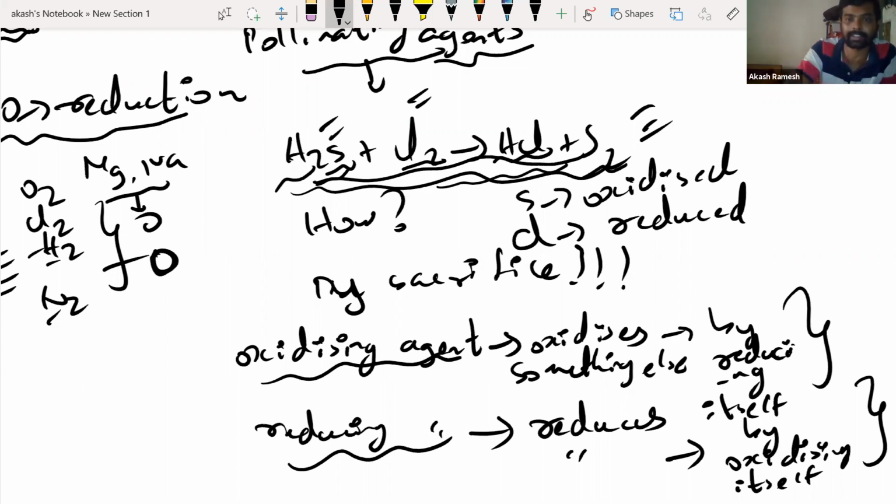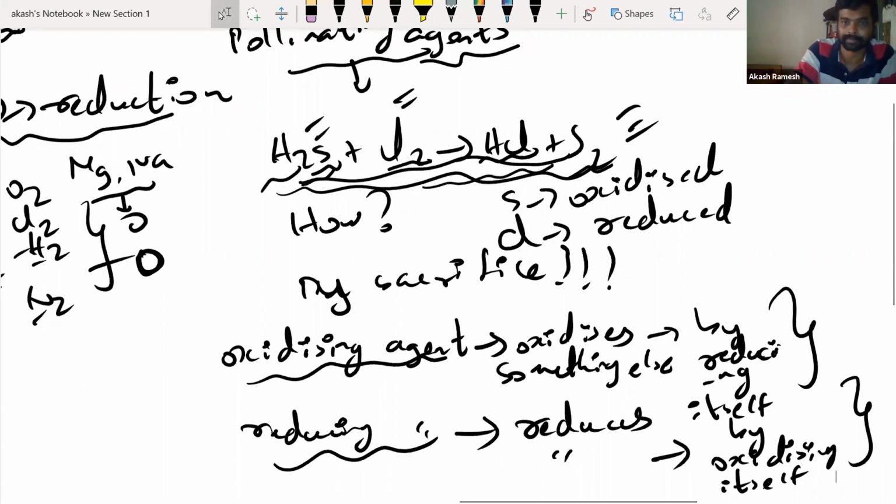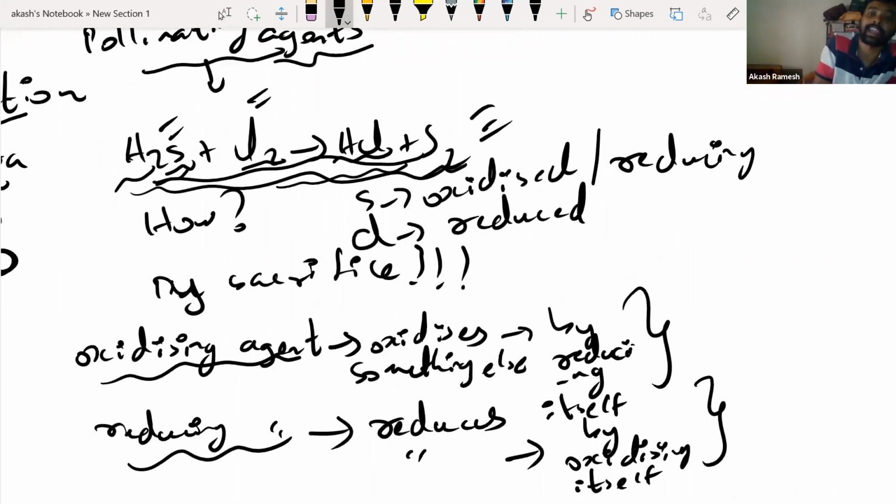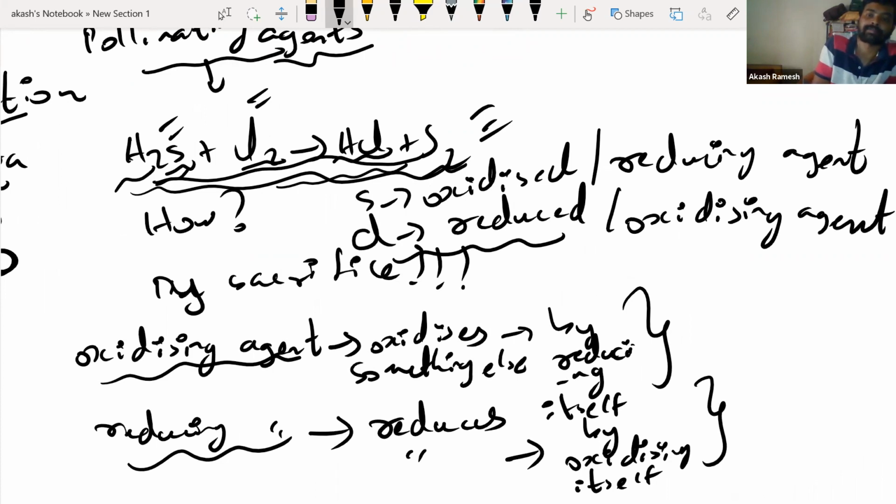Very simple. Now in the question which we are seeing, sulfur is getting oxidized, so I can call sulfur the reducing agent. Chlorine is undergoing reduction, so I will call chlorine the oxidizing agent. So sulfur is undergoing oxidation, so that is the reducing agent. Chlorine is undergoing reduction, so that is the oxidizing agent. I hope it's very clear.